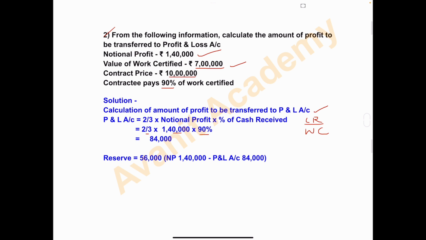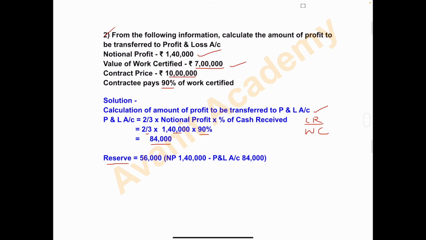So profit and loss account is equal to 2/3 into notional profit into percentage of cash received. 2/3, notional profit is 1,40,000 and the percentage of cash received is 90%. Calculate this: 2/3 into 1,40,000 into 90%. You will get 84,000. So this 84,000 amount is transferred to profit and loss account. And the remaining amount is transferred to reserve.